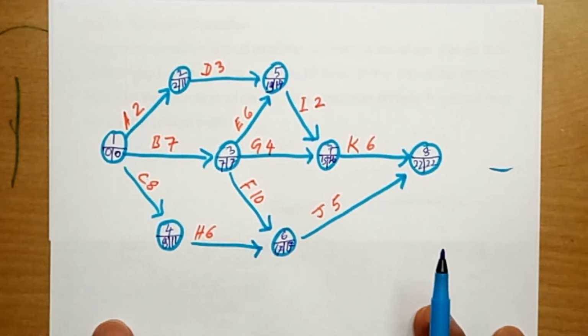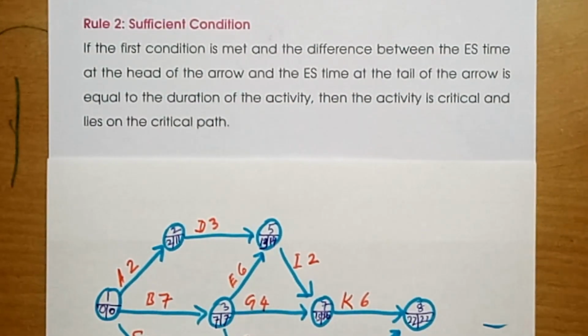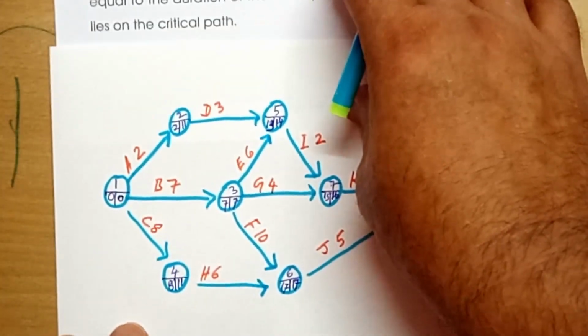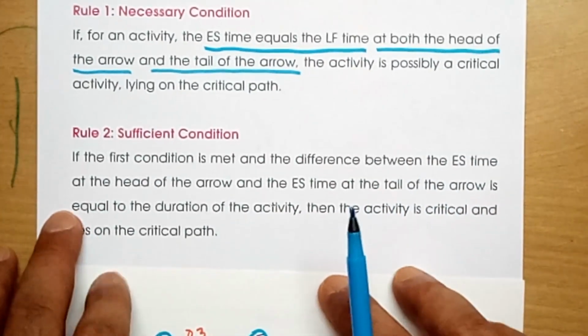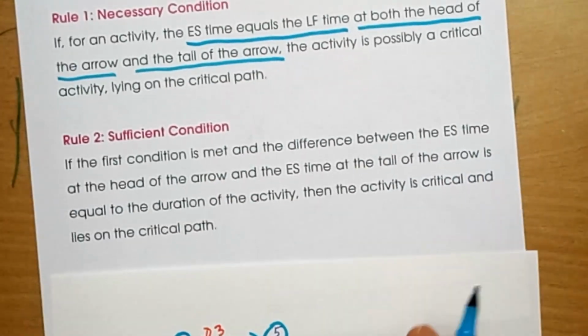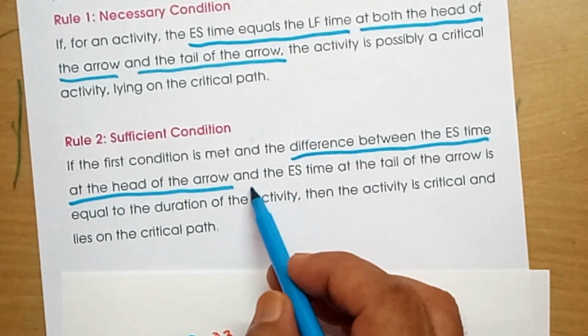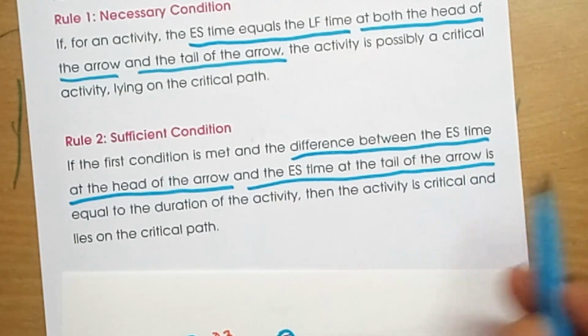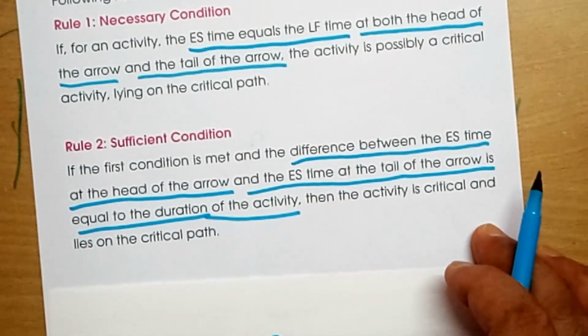If this is fulfilled, we can say that the necessary condition is fulfilled. And the second rule, the sufficient condition, is what? The sufficient condition says that if the first condition is met, then the difference between the earliest start time at the head of the arrow and the earliest start time at the tail of the arrow is equal to the duration of the activity.